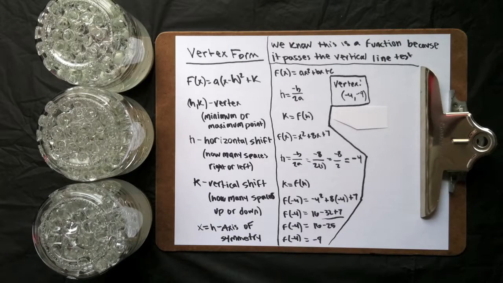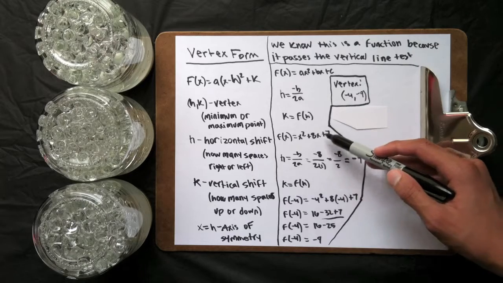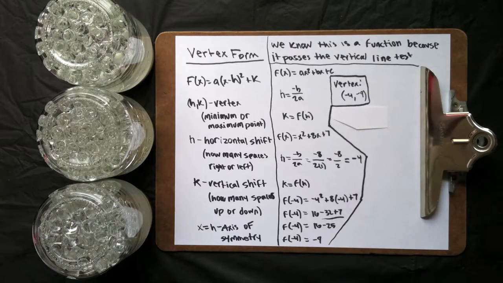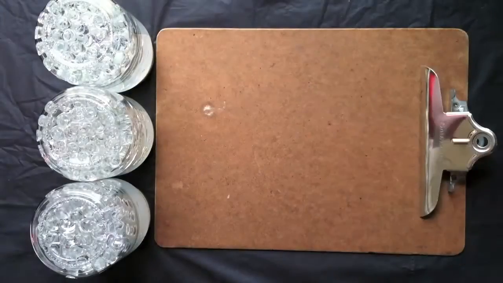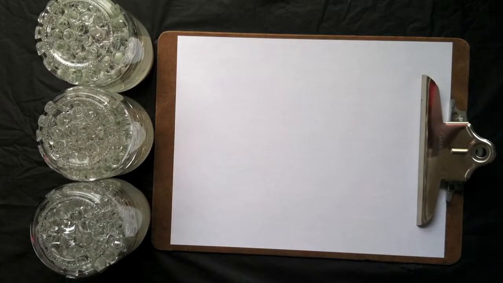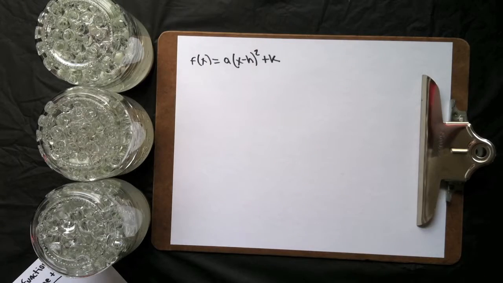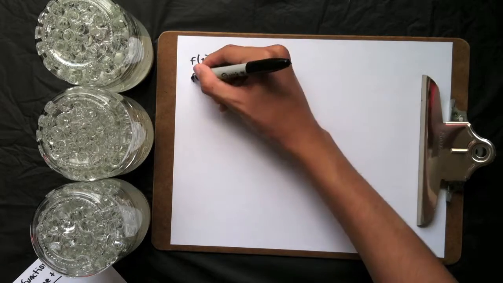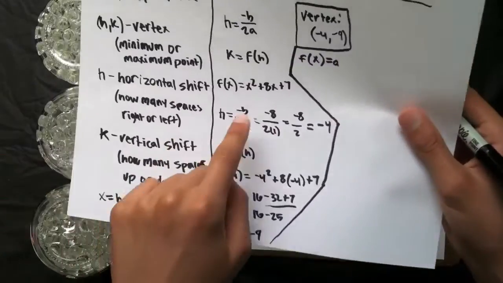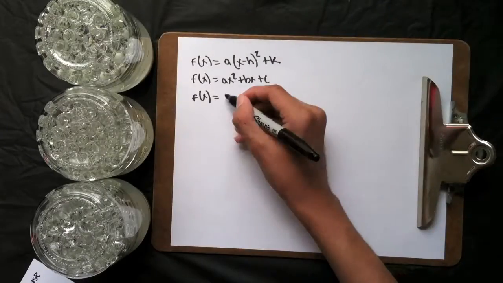Alright, so we're going to turn our quadratic equation into vertex form. I'm going to do this on a new sheet of paper so it looks cleaner and easier to understand. I'm going to keep this on the side so I can reference it whenever I need to, and I'll show you whenever I do. Let's write down the vertex form, and let's write down the quadratic equation, f of x equals x squared plus 8x plus 7.